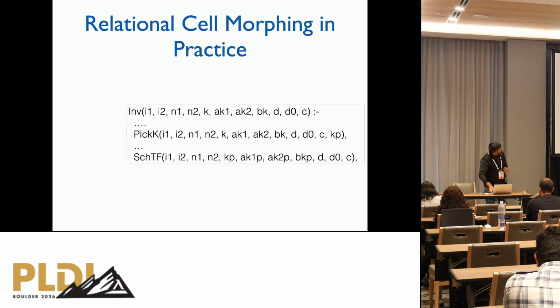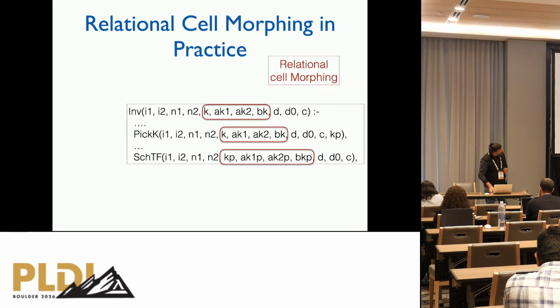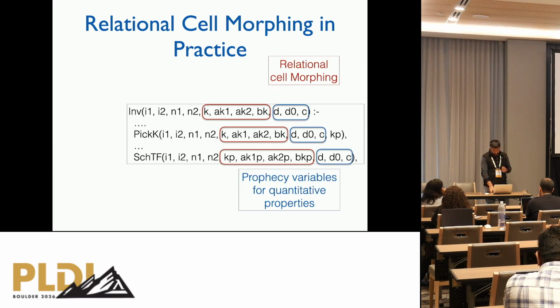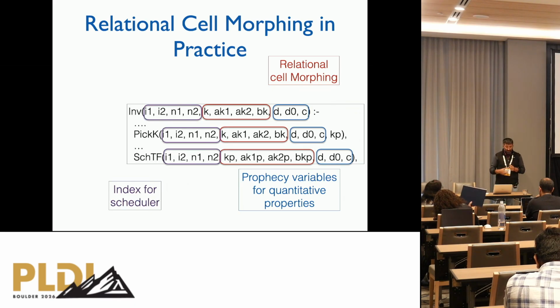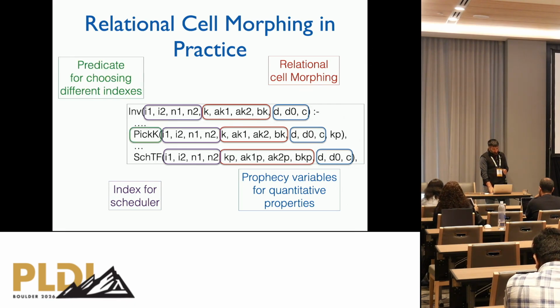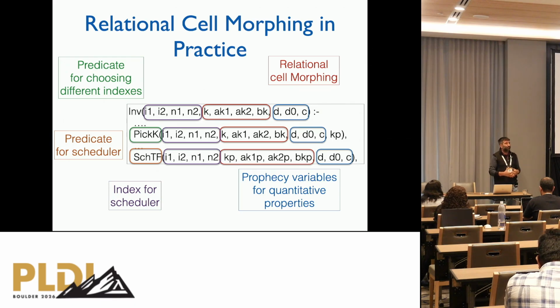So our constraints look like this, where we have the relational cell morphing, like I was saying before, but we also have prophecy variables that accumulate quantitative properties. We want to deal with arbitrary schedulers, so we generalize also indexes of arrays, and we introduce two new predicates, a predicate for choosing different arrays in our computation and a predicate for the scheduler. And this is basically the main idea on how we verify.